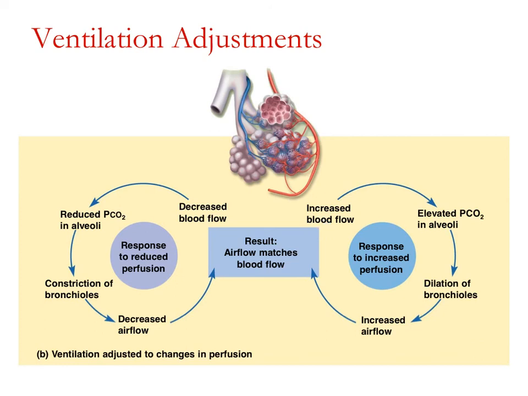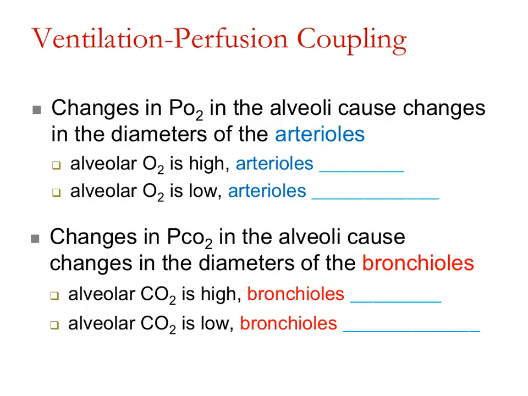All right, so let's see if you have this. If you're not sure, go back and listen to the last two slides again, and then come back and try to remember on this one. Okay, so this is sort of a sum up. So changes in PO2, which again is partial pressure of oxygen, it's a way to measure concentrations of gases. So changes in partial pressure of oxygen in the alveoli cause changes in the diameter of the arterioles, or the blood vessels there.